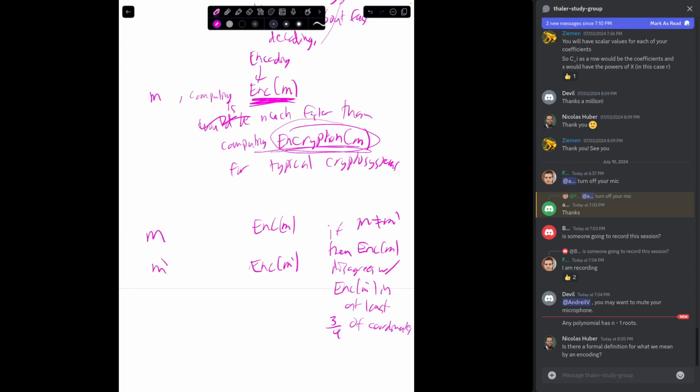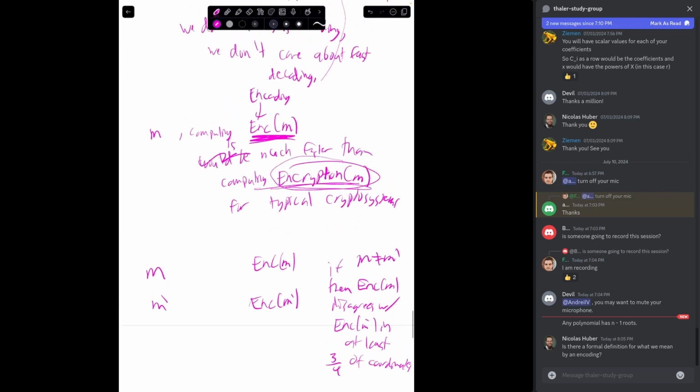Yeah, it probably only takes a second of thought, but I don't even want to try to do that online. Encryption schemes are just different objects than encoding schemes. Does that make sense?